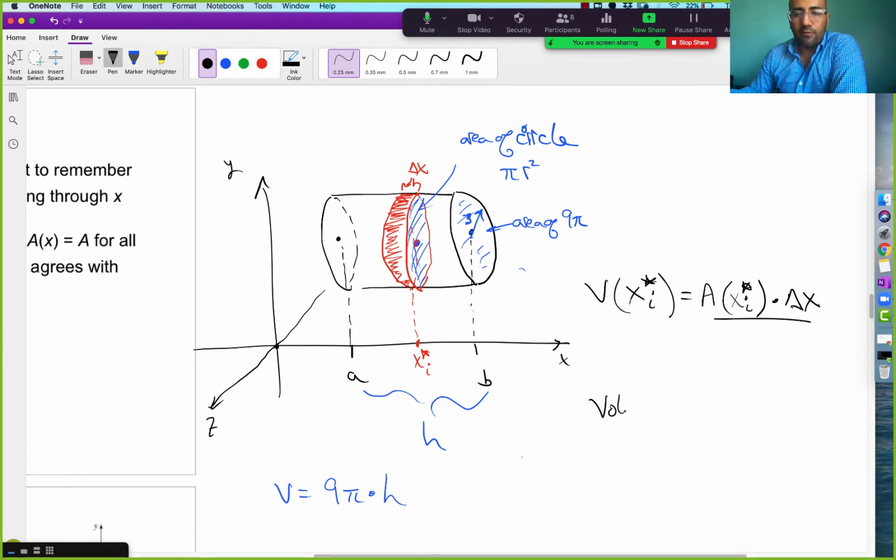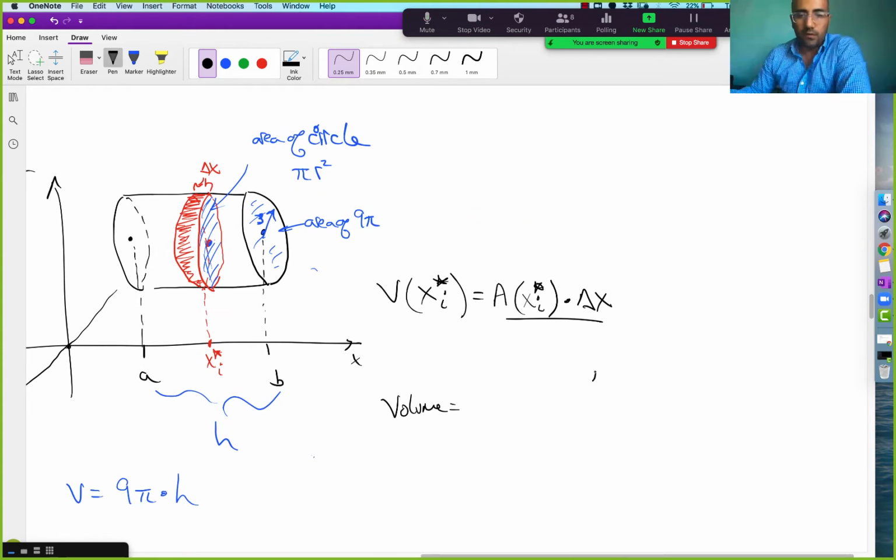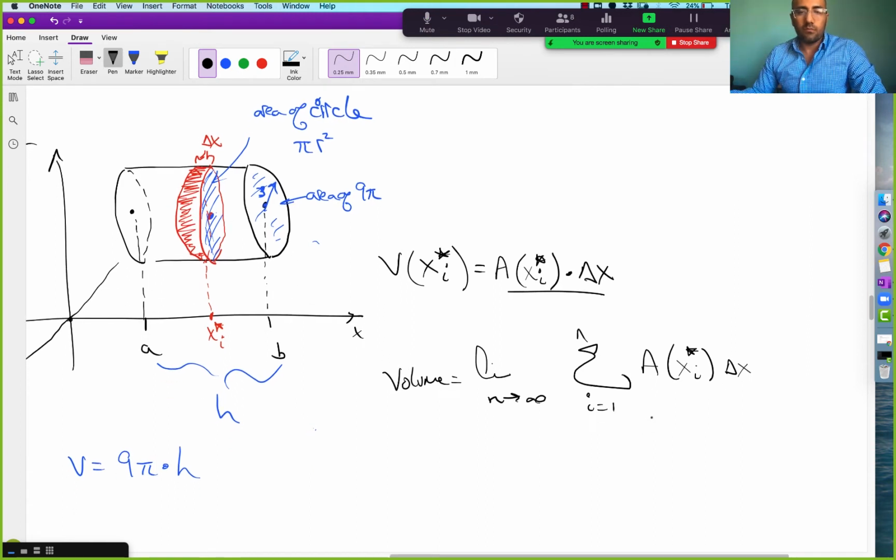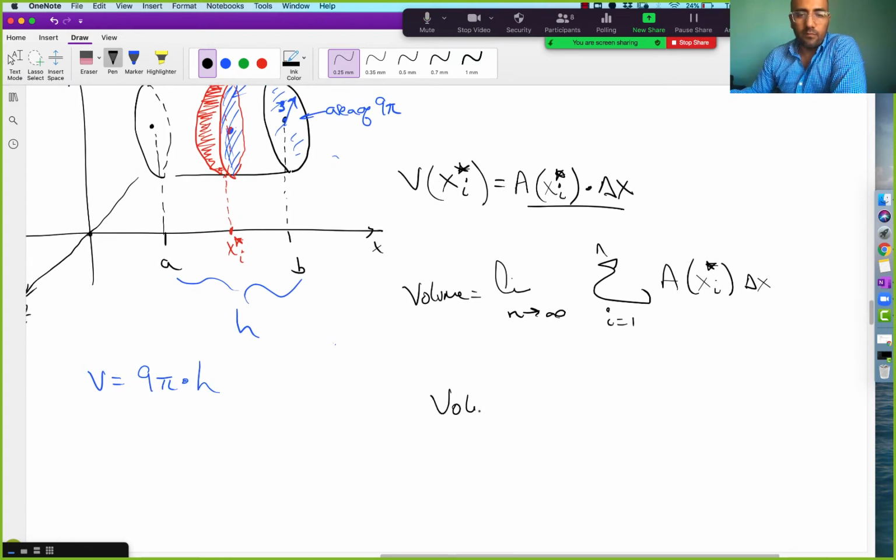And so my approximate volume for the whole thing is going to be equal to 2 parts. One, I want to come up with a Riemann sum that goes from 1 to n of A of x sub i star delta x. And then I also want to have the limit as n goes to infinity of all of this. Good. Okay, so then my volume is going to be the integral from a to b of A of x sub i star dx.